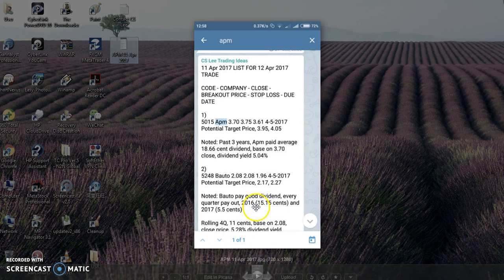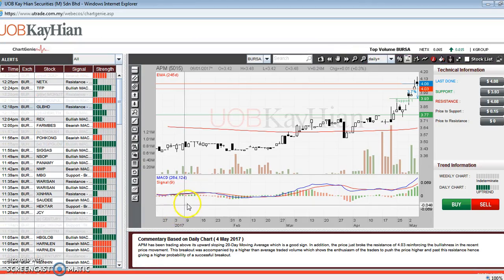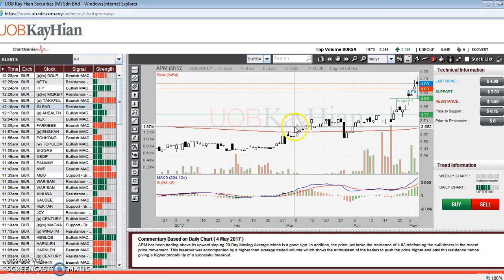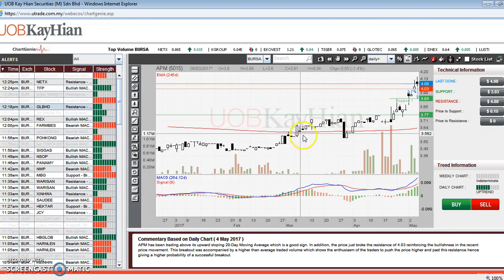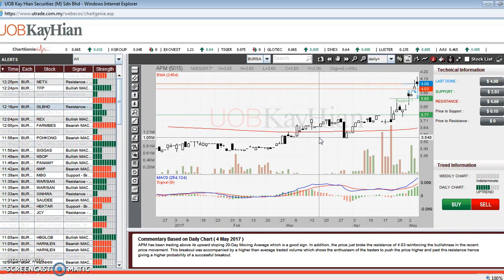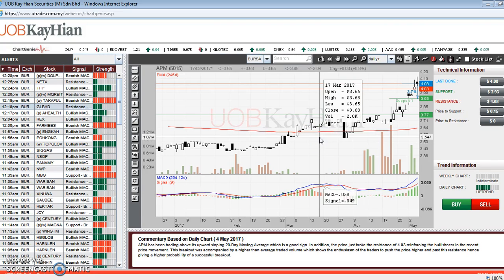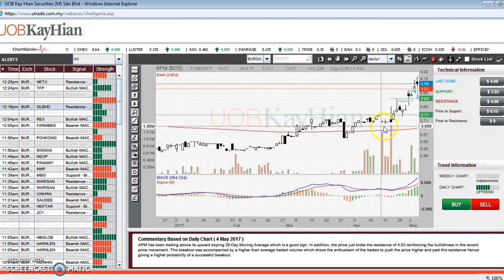So let's check when it broke up. I'm using Chart Genie. Chart Genie is a free real time scanning software by Utrade, our company trading platform. It is a very powerful platform, and the most important thing is it's free, so it can detect in real time whatever counter moves.